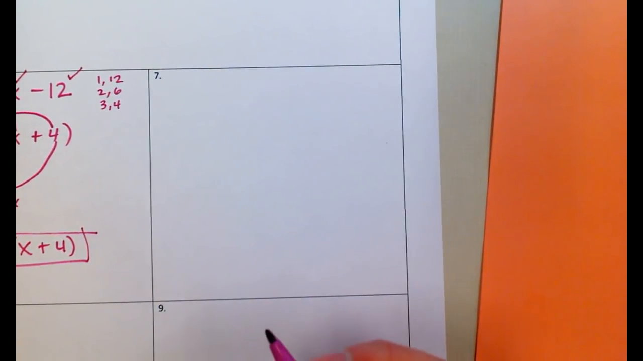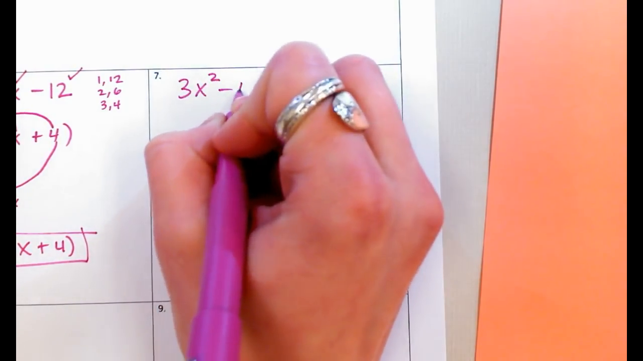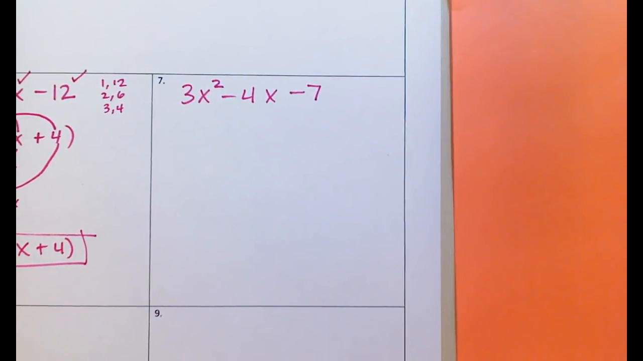All right, here's your next one. 3x squared minus 4x minus 7. Find your factors and guess and check. Play the video when you're ready to check your answer.